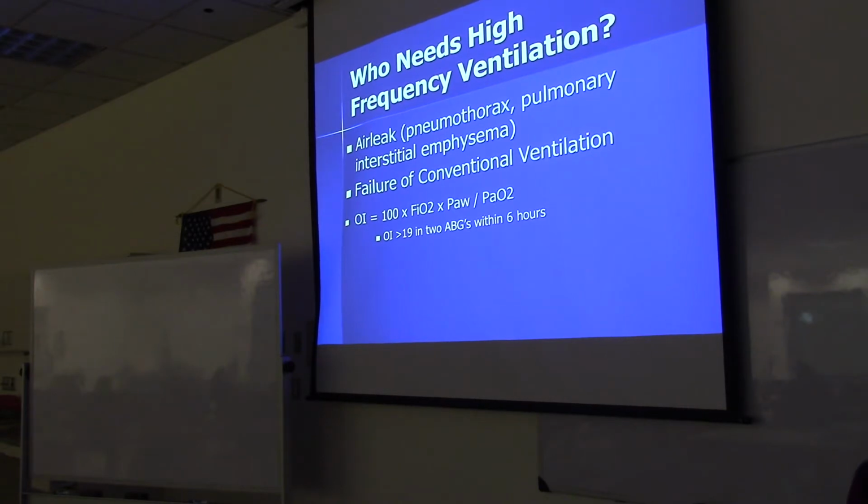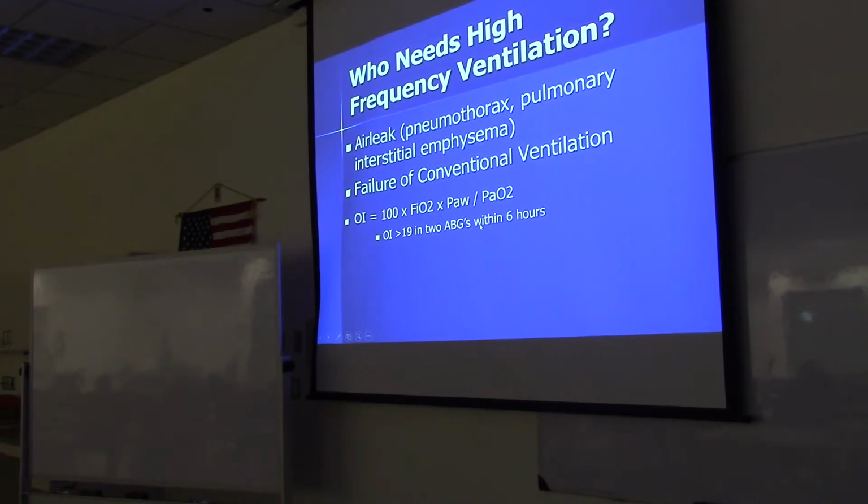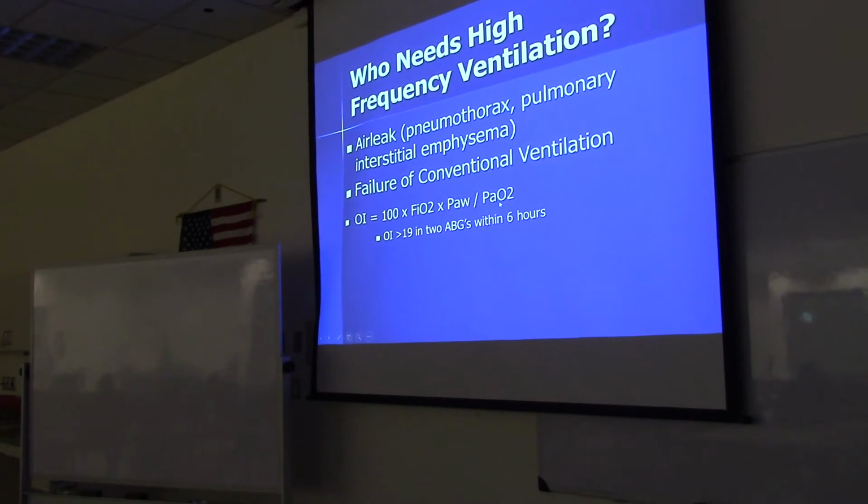And then there's a formula called the oxygen index formula, where you can find out what the oxygen index is. It's related to the amount of oxygen the patient's on, the mean airway pressure, and the PaO2 that's resulting from that. If it's greater than 19 for 6 hours, that's considered an indication for high frequency ventilation. So greater than 19 means that you've got severe respiratory failure.